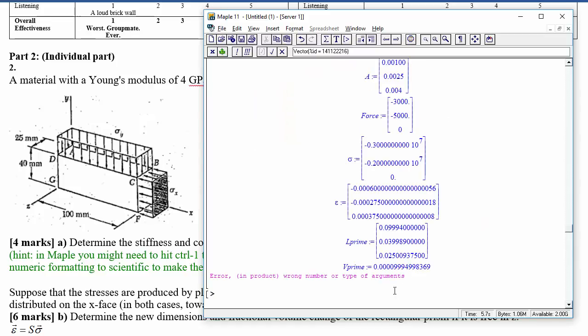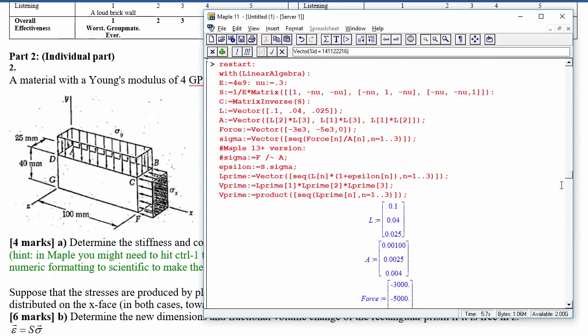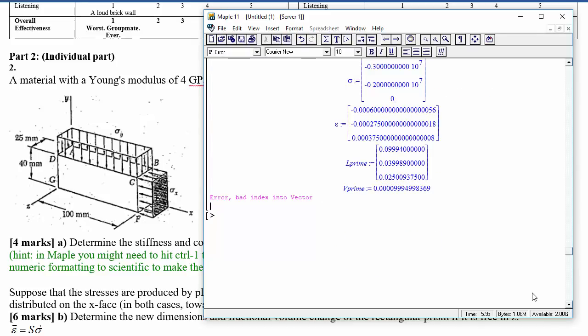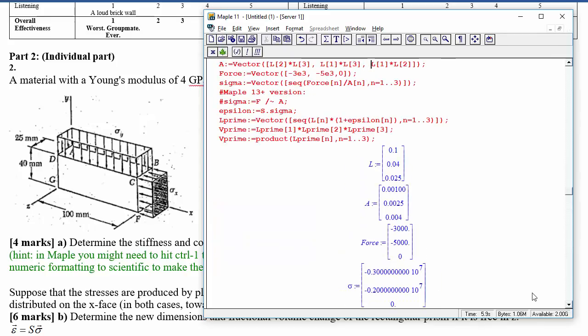This new command. Oh dang. Product. Oh, maybe this includes the sequence stuff. Product of L prime n, n equals 1 to 3. Does that do it? No.